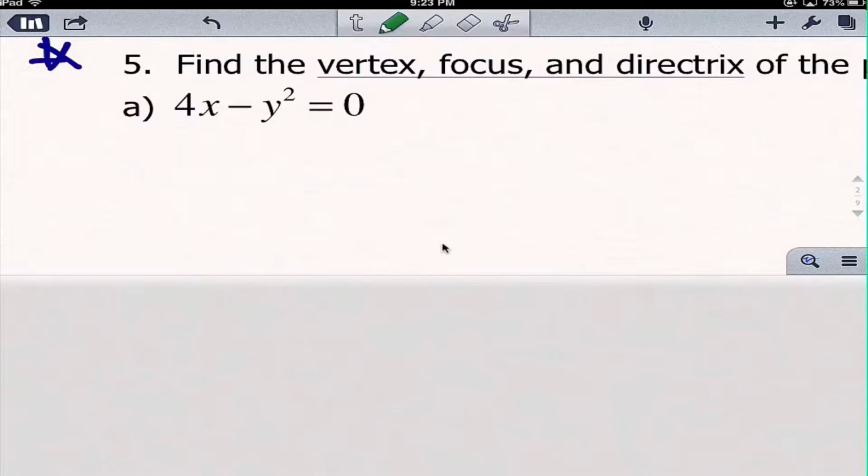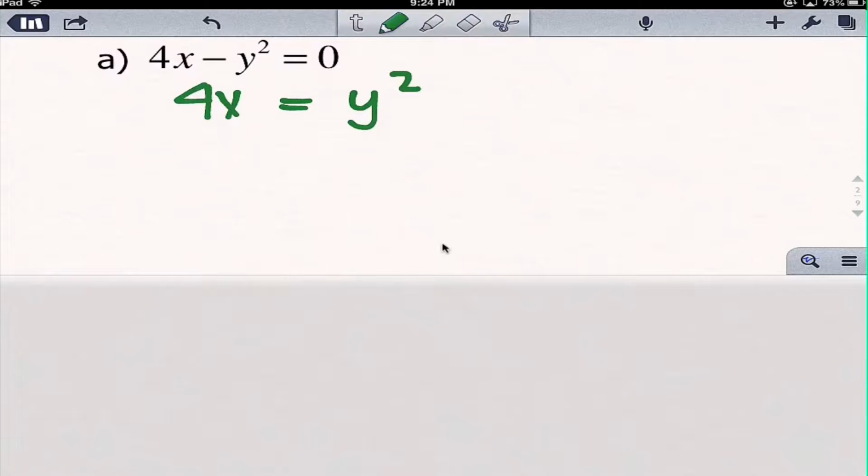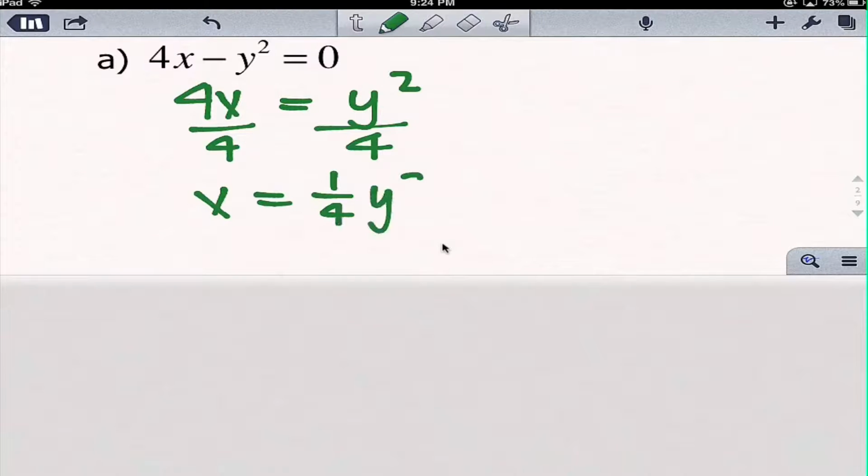So for A, is this one that we're going to have to complete the square on? No, because I don't have a y squared and a y. I can tell right away this is a parabola because only one variable is squared. So what I'm going to go ahead and do is get y squared by itself. Next thing I'm going to do is divide by 4, so I get x equals 1/4 y squared.